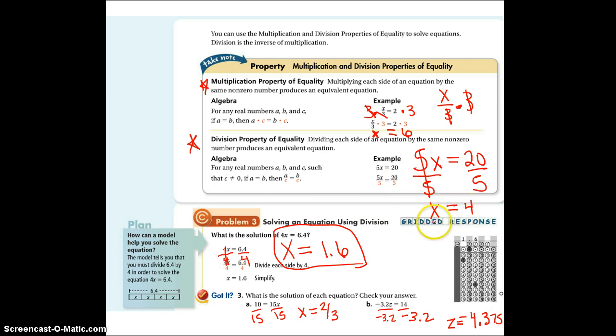Now with your answers here, please don't forget to put the variable, like this one here, x equals. Please don't forget to write that. That is part of your answer. You need to state specifically x equals this, z equals this, x equals this, whatever the variable is.